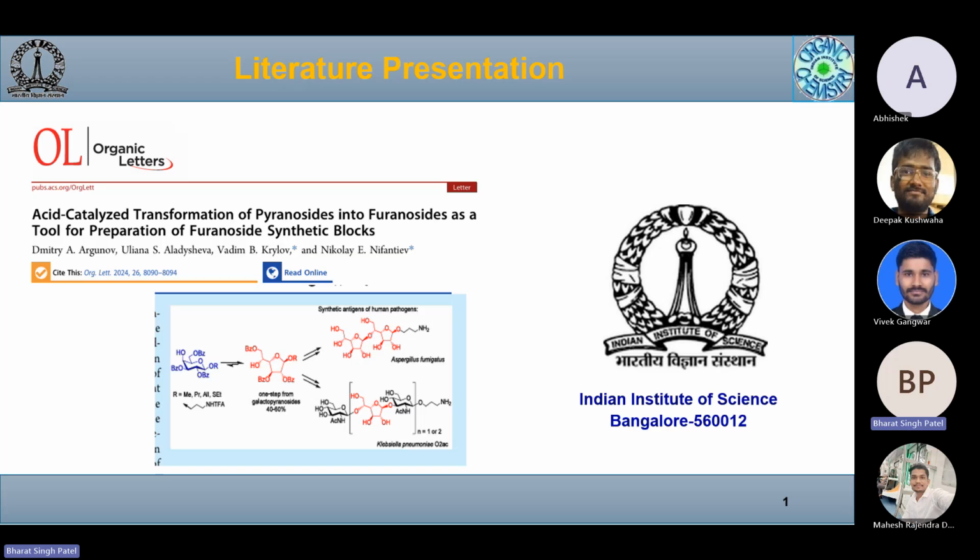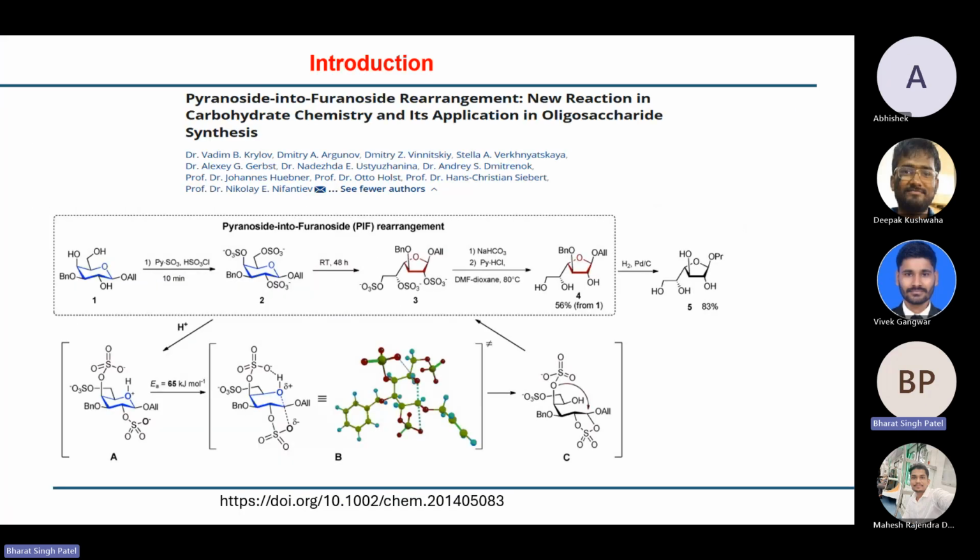Still, people were getting very low yield, given the number of steps as well as the number of manipulations of the protecting groups on all the hydroxy groups. In this same group, what they reported previously was taking an allyl glycoside where the C2 and C4 free hydroxy were there. Here, not only two, three hydroxy groups were free, and C3 was protected with the Bn group.